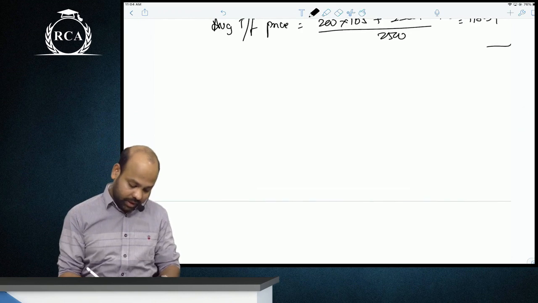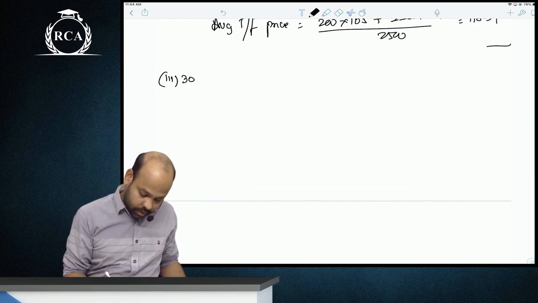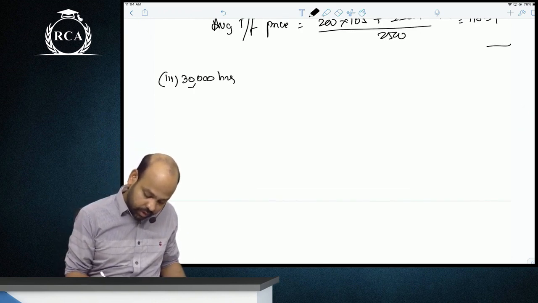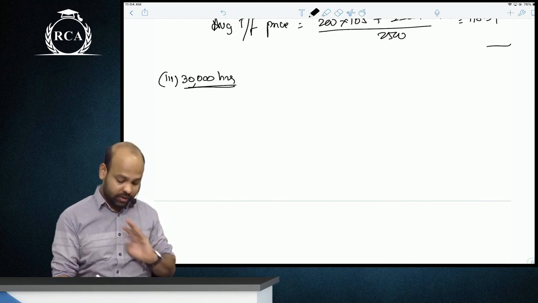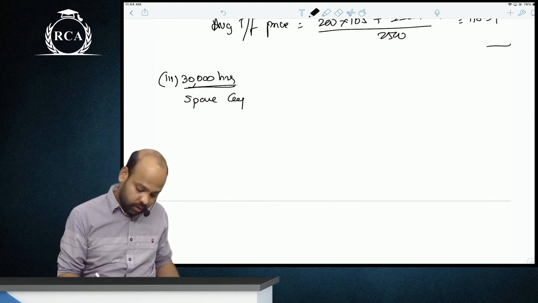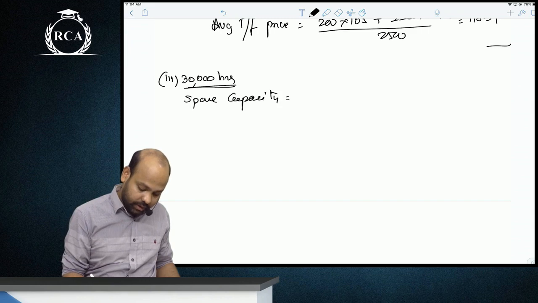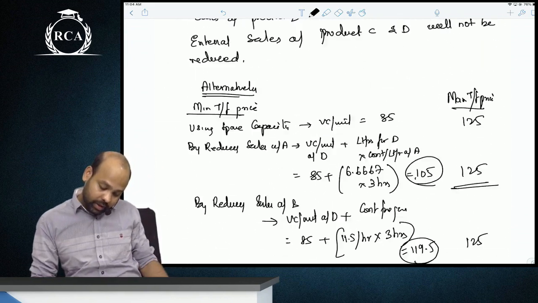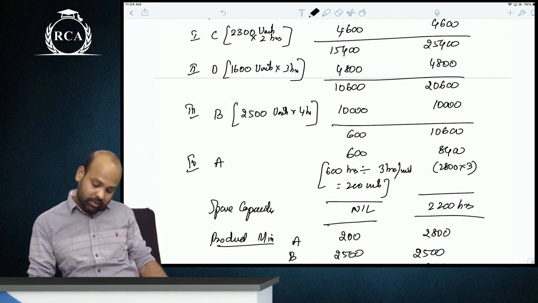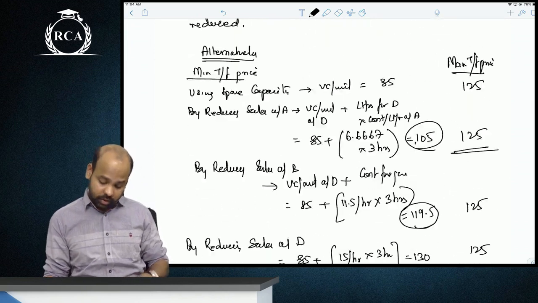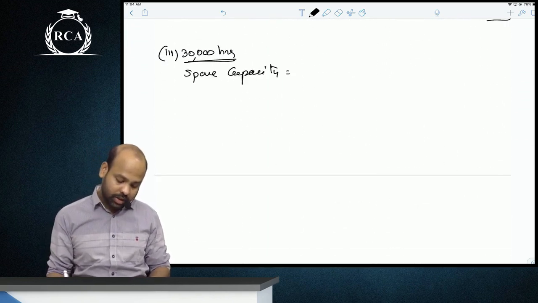Next, beta, is 30,000 hours, guys. If you have 30,000 hours, remember there's a spare capacity, beta. We already have a spare capacity, guys, and that spare capacity is for how many hours? Go up and see, beta: out of 30,000 hours, 2,200 hours. 2,200 hours as such, guys.